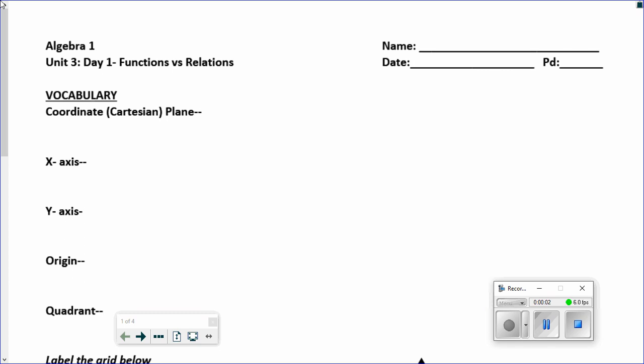Hello everyone, welcome to Unit 3, Day 1. We're going to talk about functions versus relations. So let's go ahead and get into the vocab. This is very vocab heavy, so it shouldn't be too long of a video, but it will be a little bit of writing.